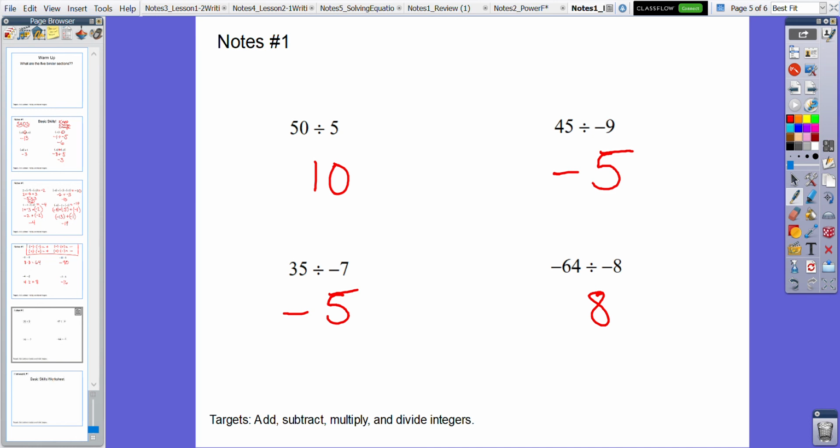Okay, so you can see why I had you guys try the challenge on Delta Math here. The faster you are with recalling these basic facts, the faster you are with knowing your negatives and positives, the better it's going to be when it comes to solving equations, okay?